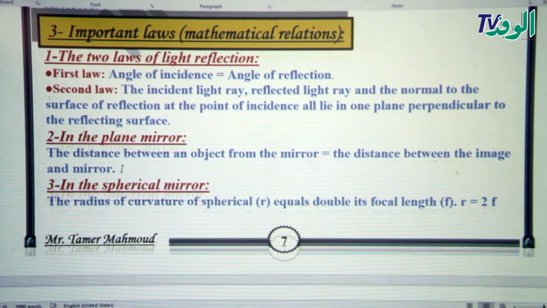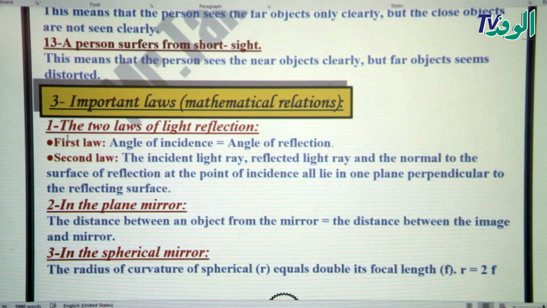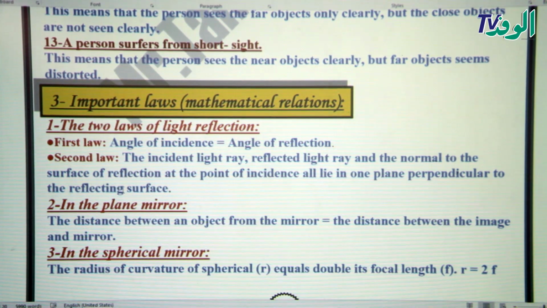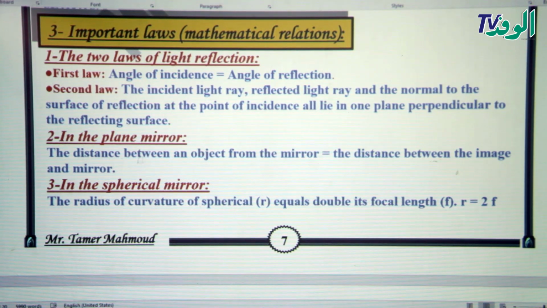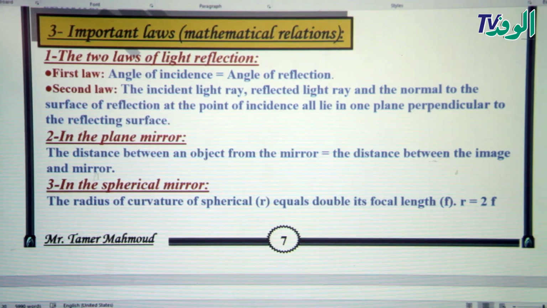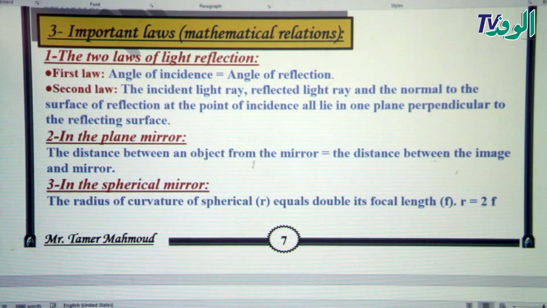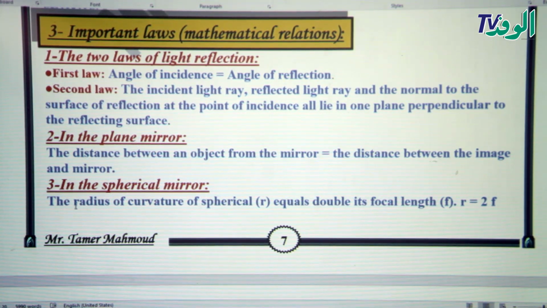Another part in our revision talks about the important laws and mathematical relationships. The first two laws, of course, are the two laws of light reflection, which we studied in the definitions and have said before. Let's move on to the plane mirror. In the plane mirror, the distance between the object and the mirror equals the distance between the image and the mirror, and this is one of the most important properties of the image formed by a plane mirror.